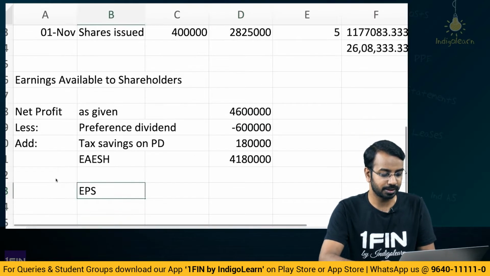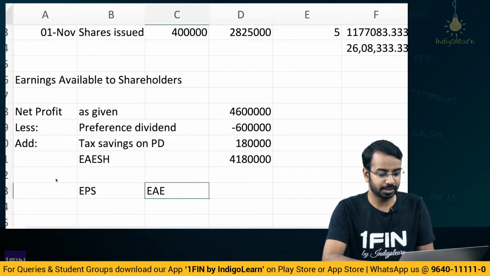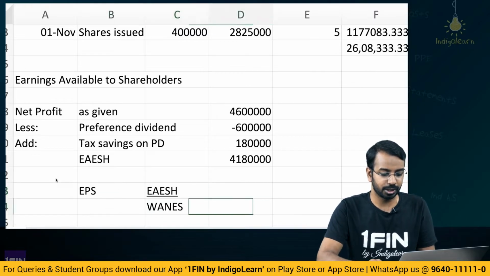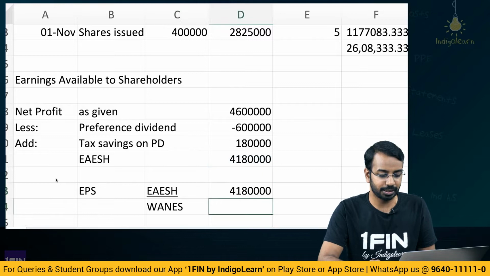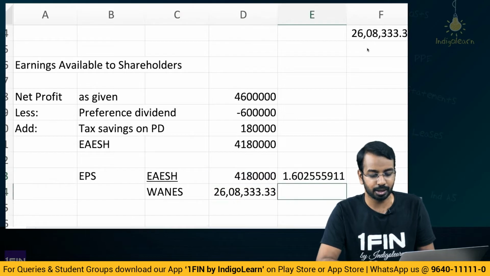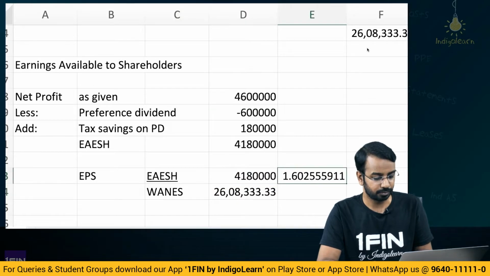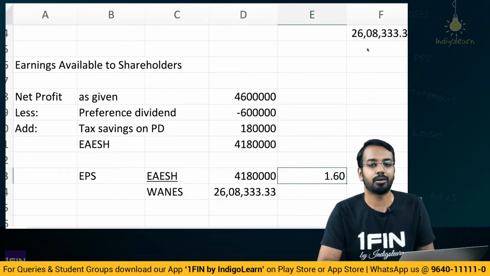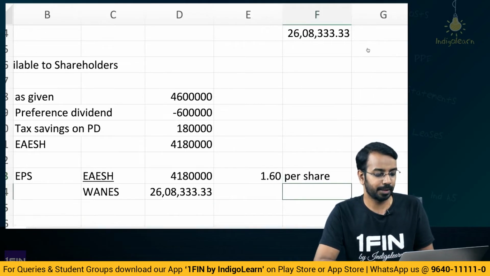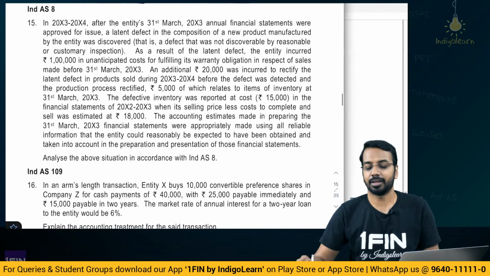So, what is EPS? EPS is EAESH divided by weighted average number of equity shares, which is 4180, and here it is 2608. So, the EPS is 4180 divided by 2608, you get 1.602, or 1.60 per share. Let us look at the next question.